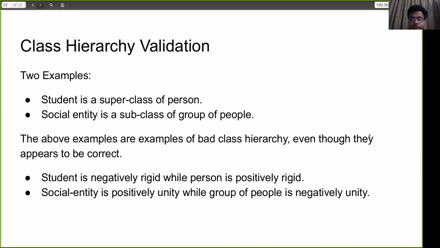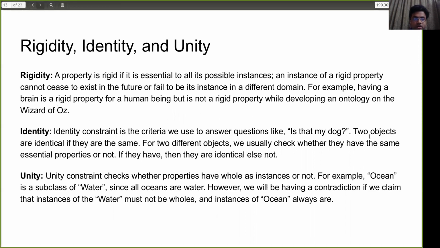But we will look into the definition of these features in the next slides. Rigidity: a property is rigid if all its essential possible instances cannot cease to exist in future. For example, having a brain is a rigid property for a human being, but it is not a rigid property when developing an ontology of Wizard of Oz. A student will cease to exist as a student in the future, not a person. So the first example that we have seen, that student is a superclass of person, is wrong.